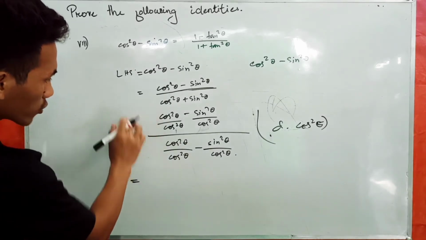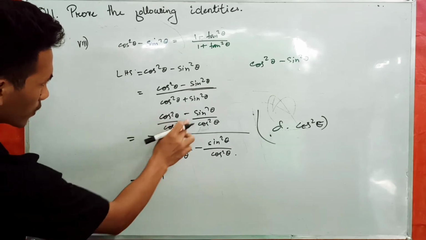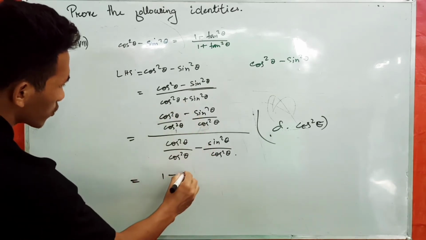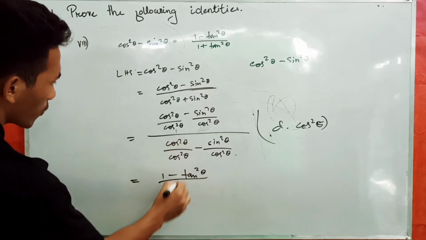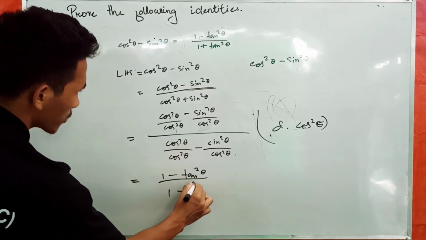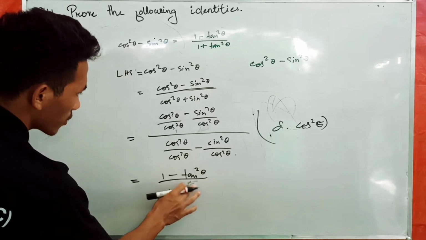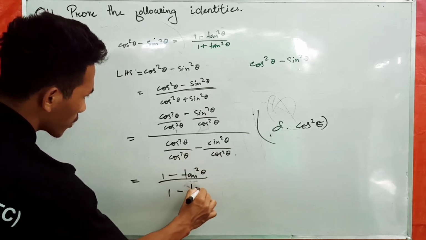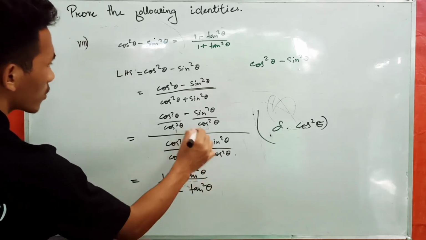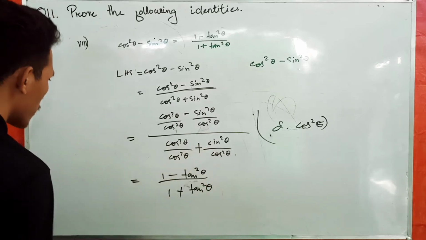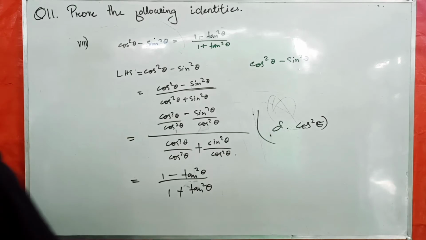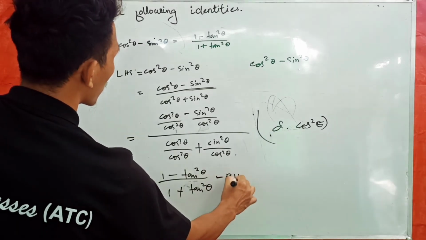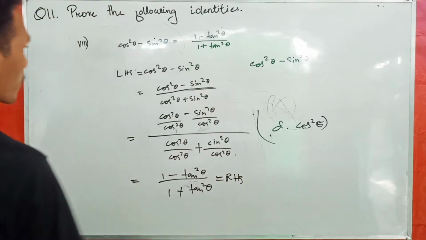Cos divided by cos is also 1, minus sin by cos 2 times, formula. 1 minus sin by cos means tan theta. Plus, true? Equal to right side.